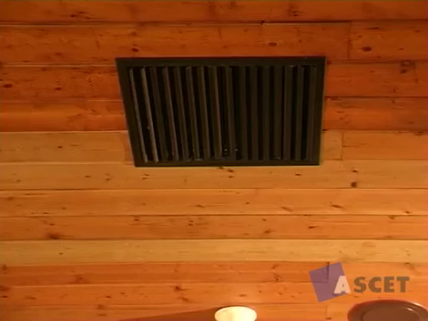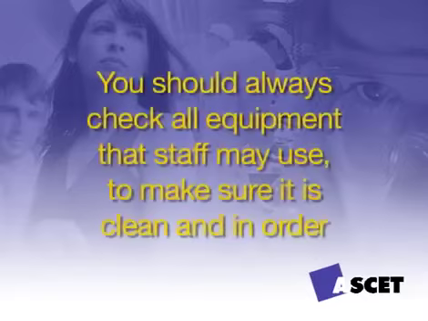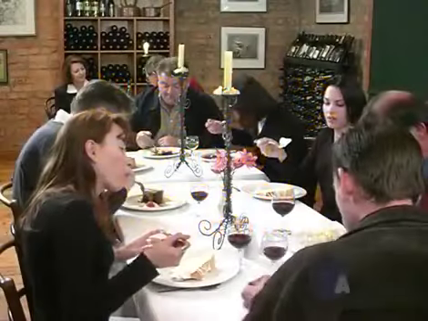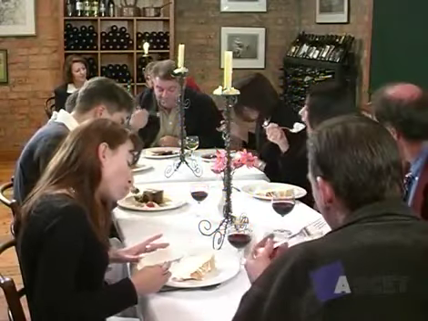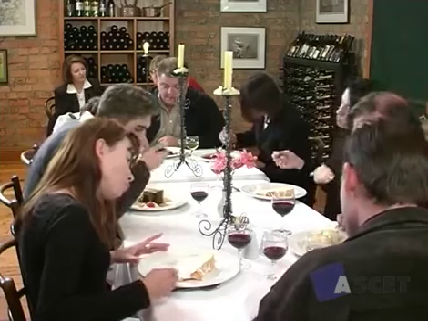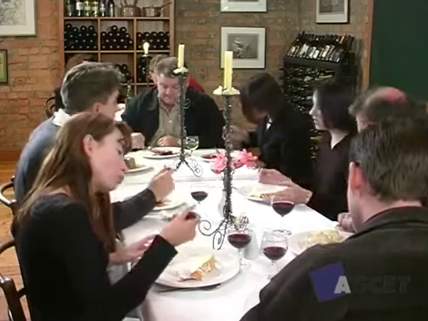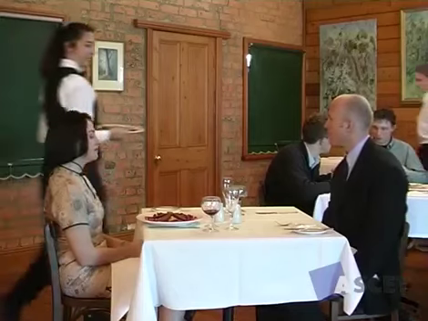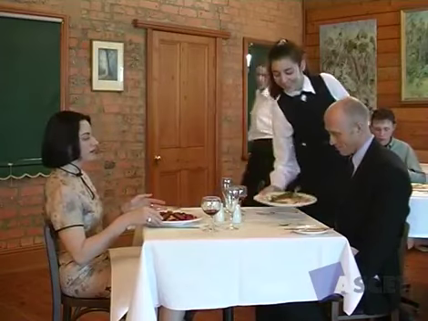Is the ventilation adequate? You should also check all equipment that staff may use to make sure it's clean and in order. The next question you must ask is: is the environment appropriate for the kind of guests your venue wishes to attract? The environment in your dining area is important.